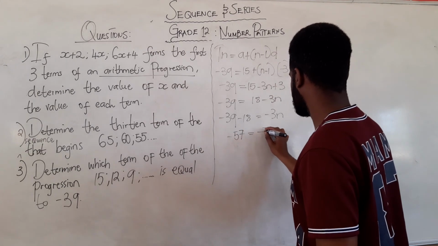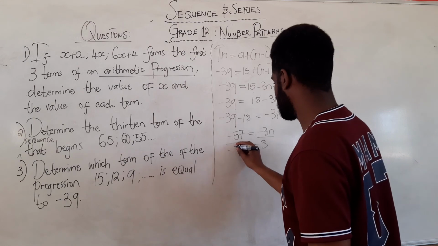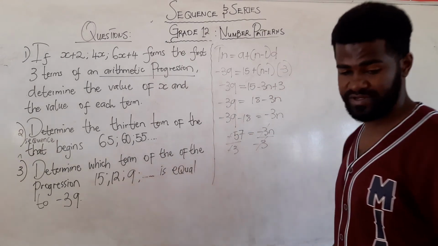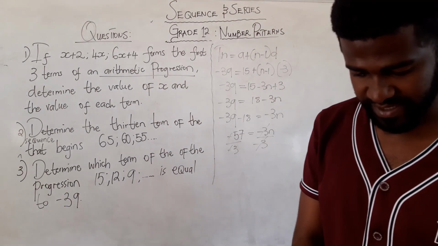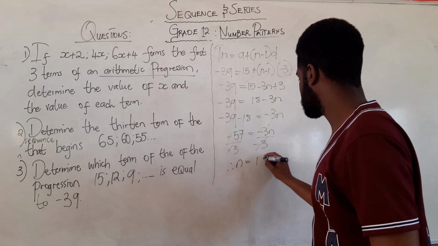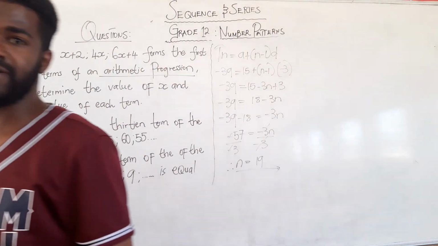Negative 57 is equal to negative 3n, and then we divide both sides by negative 3. This one will cancel out this one. Negative and negative will give us positive. So 57 divided by 3 is equal to 19. Therefore, our n is equal to 19. I hope you guys understand this one.